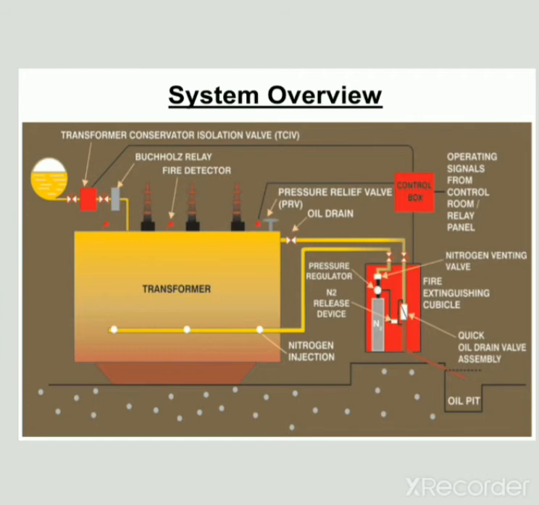N2 release device, nitrogen injection control box, operating signals from the control room or relay panels, nitrogen venting valve, fire extinguishing cubicle, quick oil drain valve assembly, and finally the oil pit. So these are all our important parts which are assembled in our transformer foundation or transformer work.